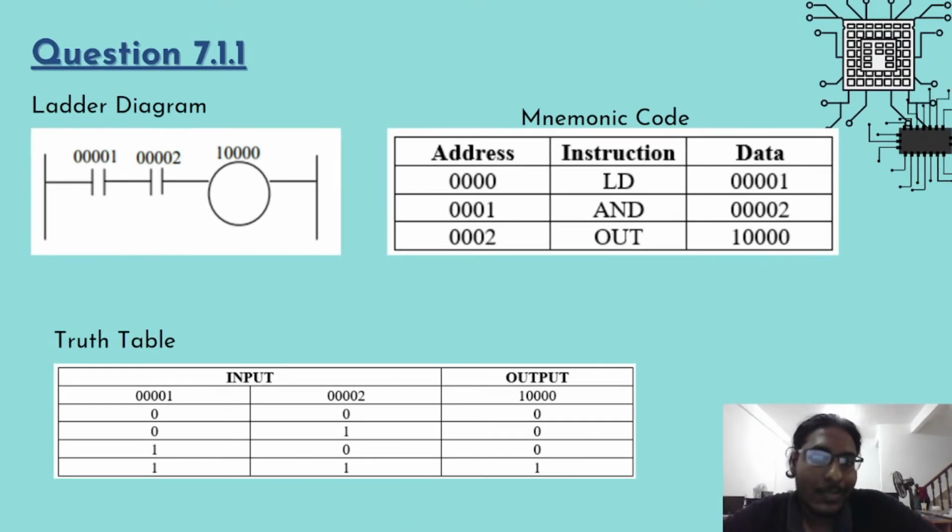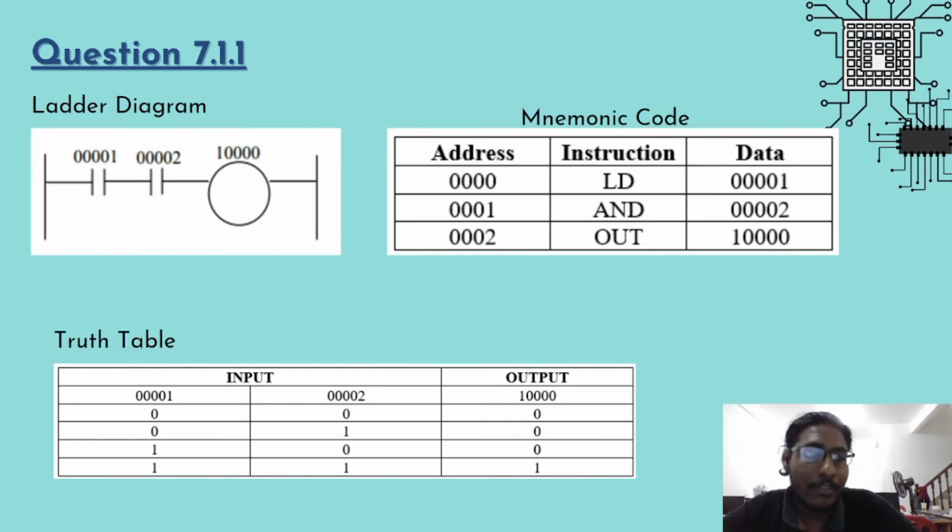And now, to continue on with the presentation, I, Divakar Ravindran, will be presenting on question 7.1.1, 7.1.4, and the discussion, as well as question 7.3 for this lab. So, for question 7.1.1, we can see that the ladder diagram provided to us consists of two different contacts, which are 00001 and 00002, which are normally open contacts with the output.